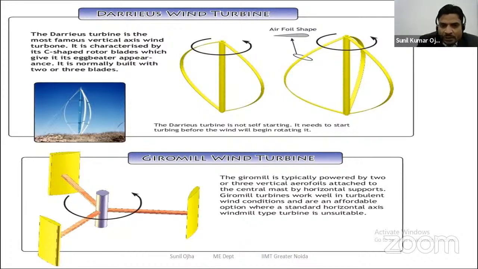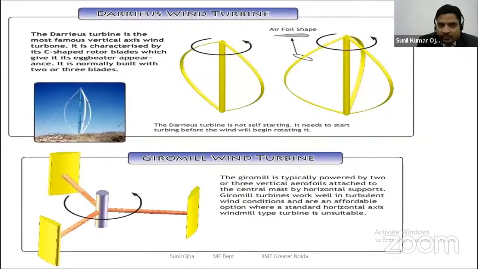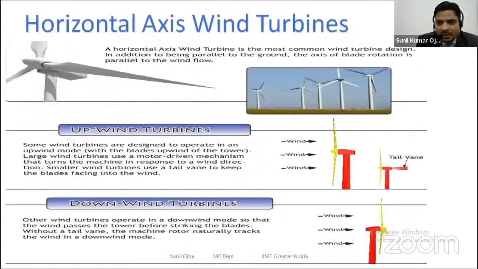Whether we say the Savonius wind turbine or the Darrieus type, these two are vertical axis wind turbines. They have high rotational speed but low torque. So these are not positioned very high in height. They are near the ground level, placed at ground level.